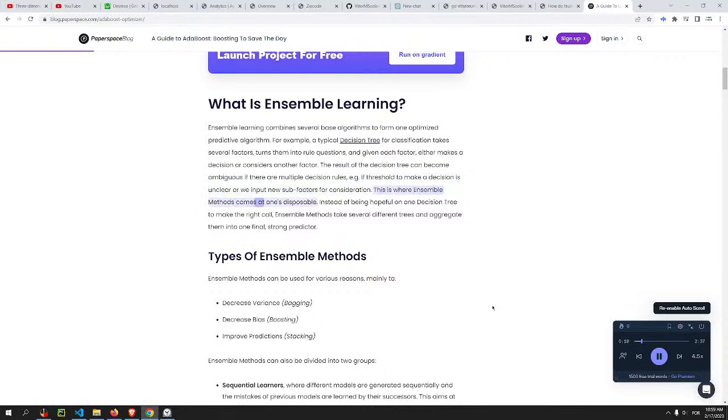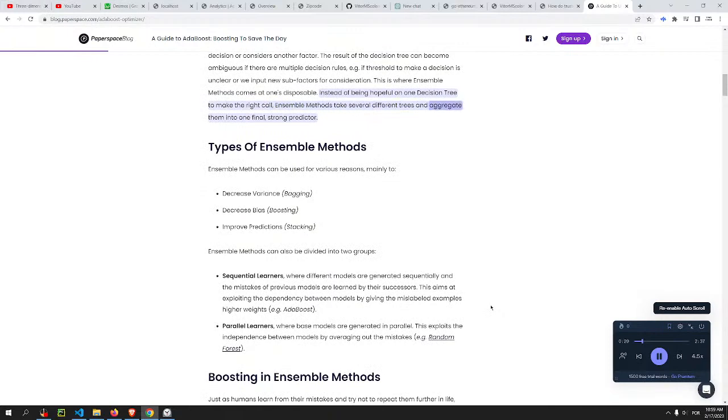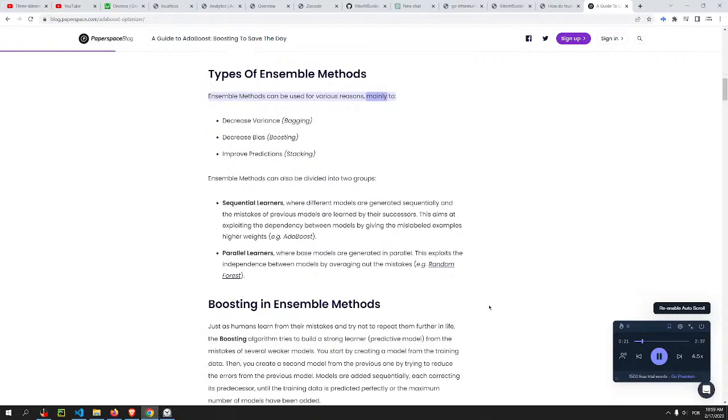This is where ensemble methods come at one's disposal. Instead of hoping on one decision tree to make the right call, ensemble methods take several different trees and aggregate them into one final, strong predictor. Types of ensemble methods. Ensemble methods can be used for various reasons: mainly to decrease variance (bagging), decrease bias (boosting), and improve predictions (stacking).